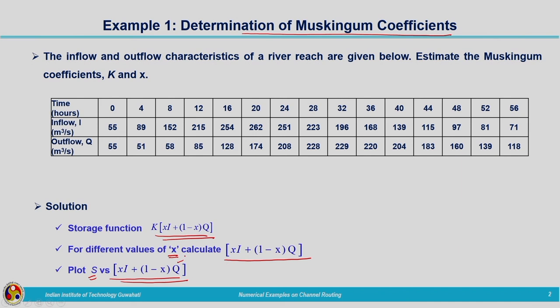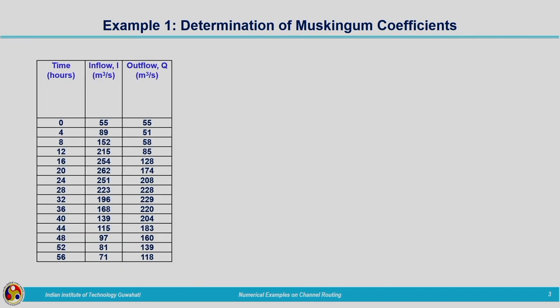Initially, we will be assuming different values of x. We will find this factor, and from the continuity equation, we will calculate storage S. After that, we will go for plotting. First, let us start with the computation. The data given are time in hours, inflow in meter cube per second, and outflow also in meter cube per second. Inflow and outflow hydrographs are given to us.